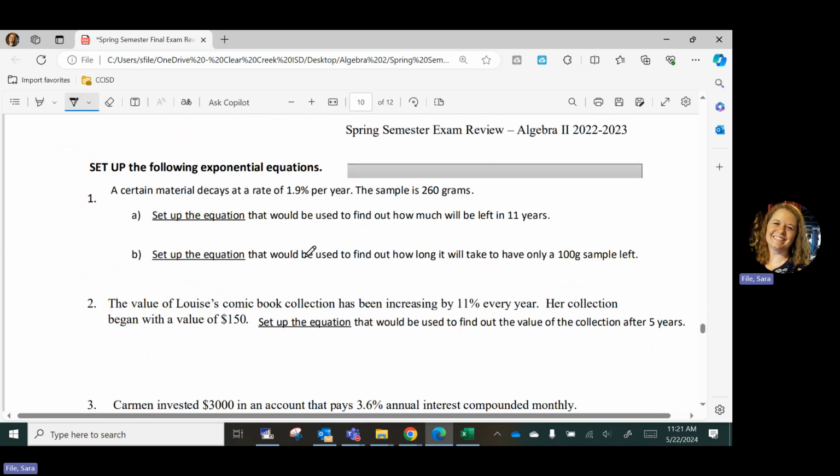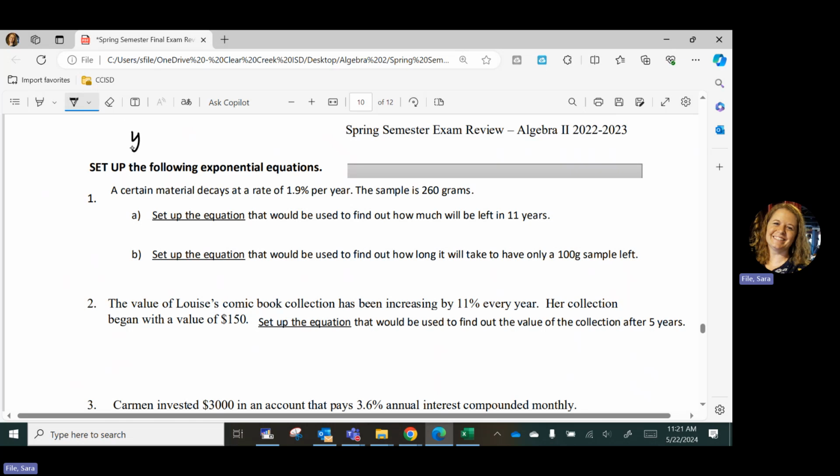All right, flip that over, okay? And we are going to set up the following exponential equations, okay? One says a certain material decays at a rate of 1.9% per year, okay? So growth and decay, it's the same equation as interest, but obviously we're not earning interest. So instead of a 1 plus, we're going to have a 1 minus, okay? So I'll write that up here.